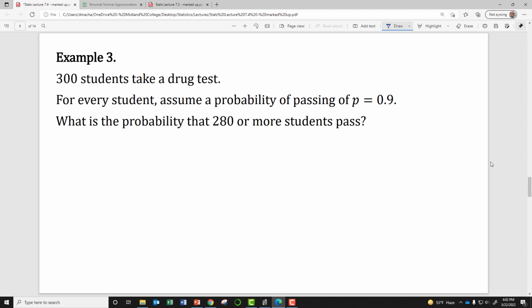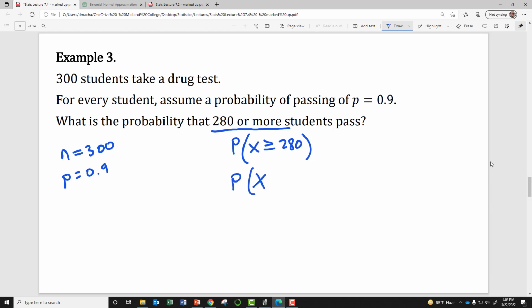Here's example 3. It says 300 students take a drug test. For every student, assume a probability of passing of 0.9. What is the probability that 280 or more students pass? So we're looking for the probability that my random variable is greater than or equal to 280. And in the normal approximation here, we're going to look for the probability that x is greater than 279.5. And why would I say that?